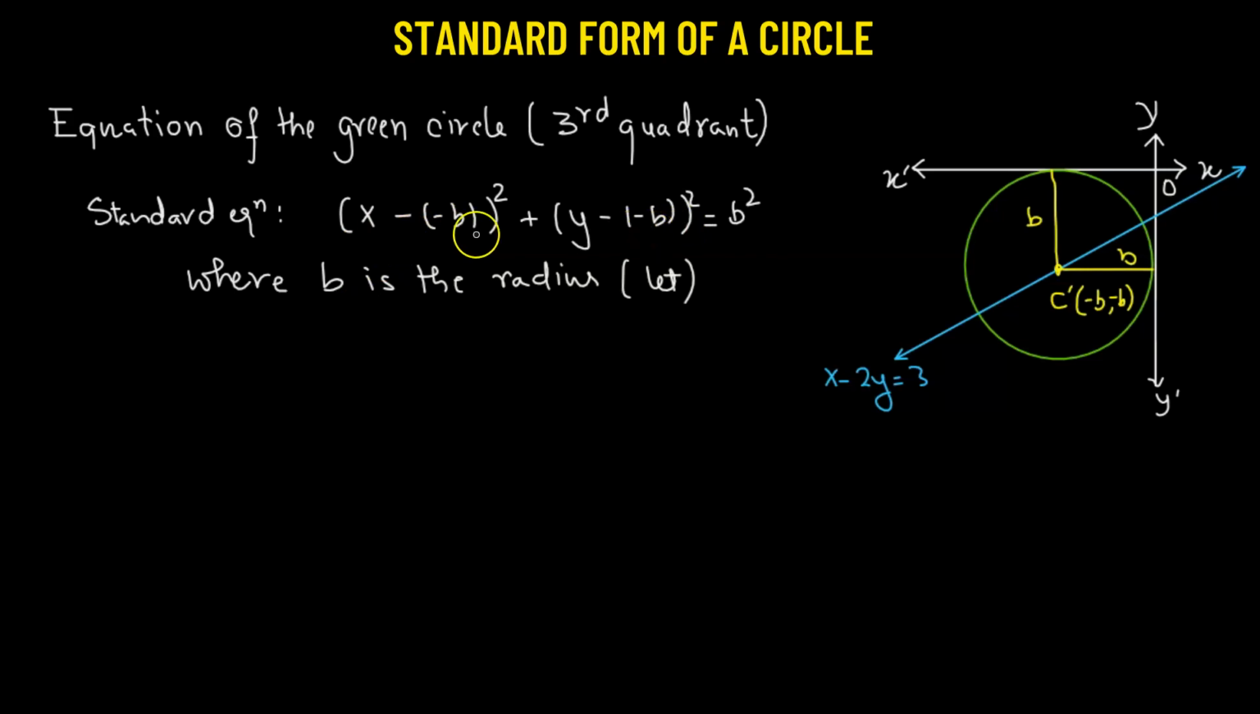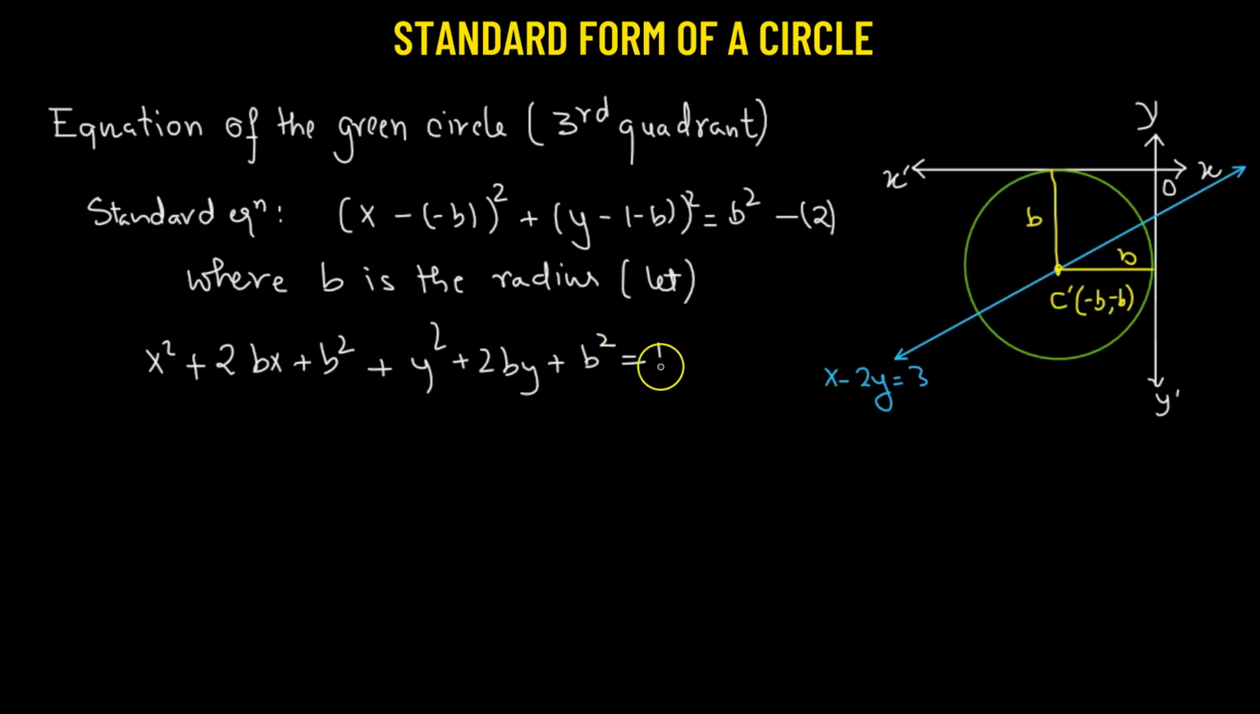Now if we want to further simplify this, let's call it equation number 2. So we get x squared plus, this will become positive, so we have x squared + 2bx + b squared + y squared + 2by + b squared, and that will equal the square of the radius. So b squared and b squared cancel, and we have x squared + y squared + 2bx + 2by + b squared = 0. Let's call it equation number 3.